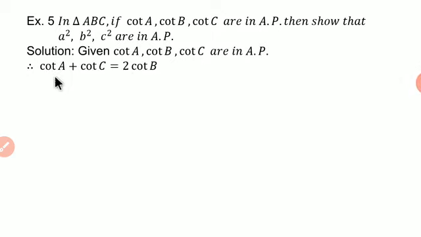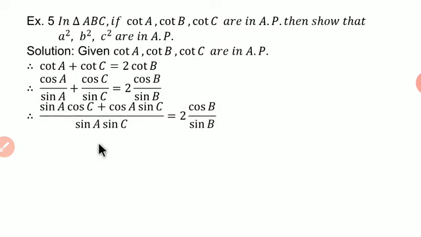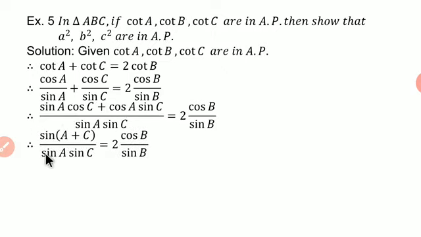Now we know cot means cos upon sine, so we rewrite this as cos A upon sin A plus cos C upon sin C is equal to 2 times cos B upon sin B. Now taking the LCM in the LHS, we get sin A cos C plus cos A sin C divided by sin A sin C is equal to 2 times cos B upon sin B. The numerator is the formula for sin of A plus C, so we get sin of A plus C upon sin A sin C is equal to 2 times cos B upon sin B.